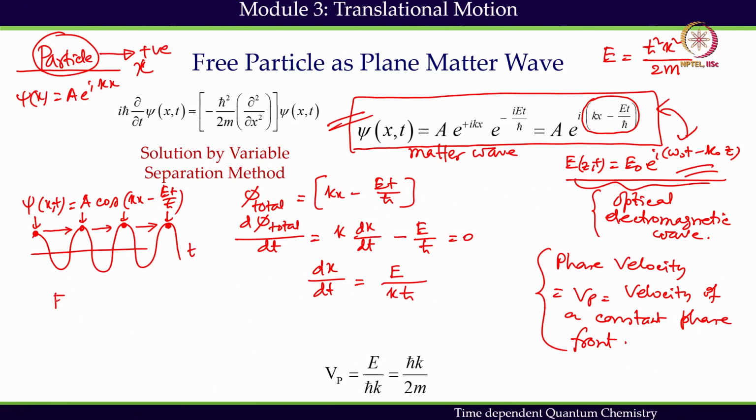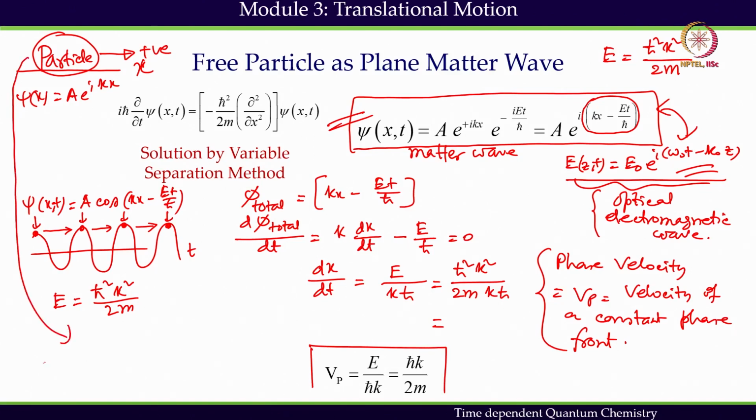We know E equals h cut square k square by 2m. If we plug that in here, I get h cut square k square by 2m h cut, which is nothing but this equation. So, we get the phase velocity of the particle. Particle velocity I can get from this wave function.